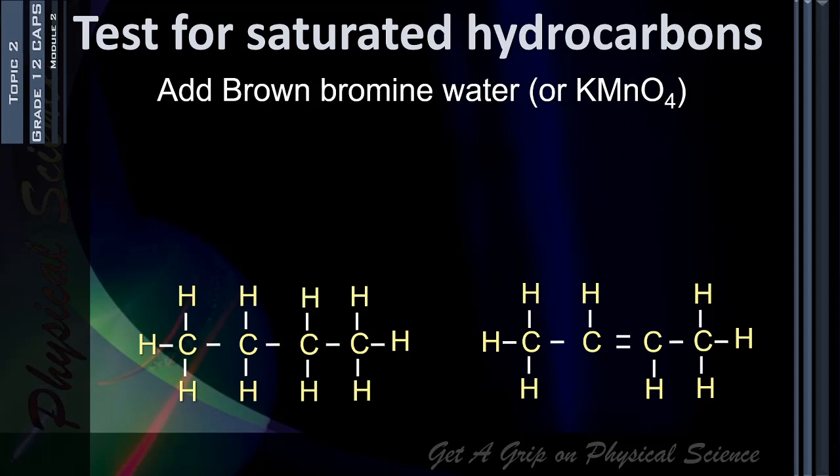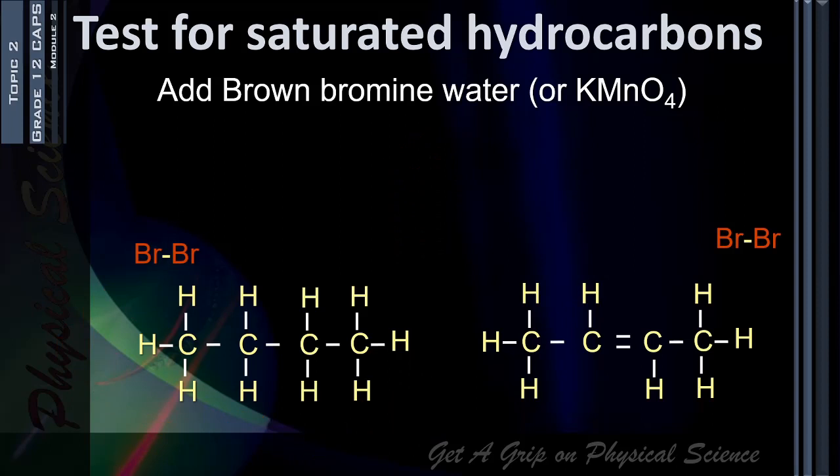When we add bromine water to a sample of a saturated hydrocarbon, the bromine molecules will find it very difficult to find a spot where they can react with any of the saturated molecules because all the spots are taken. So if the bromine remains unchanged, the color of the solution will remain brown.